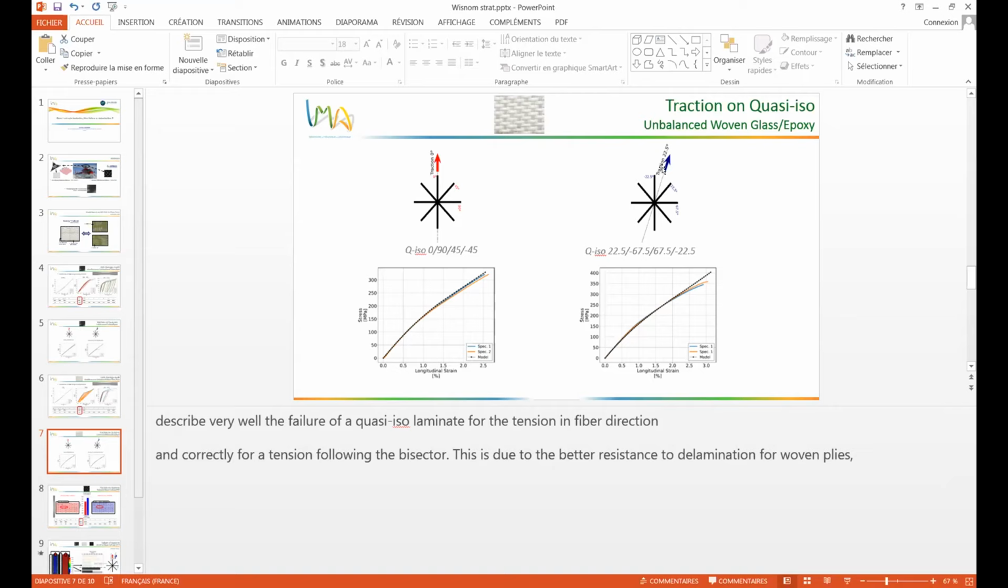Yes, here we have one experimental test where we have traction in the fiber direction, and in this case we have traction following the bisector of the two fiber directions. So it's a distance just between the fibers, and you have traction. In this case, as you showed before, when you have epoxy you have delamination, but with PEEK you don't have delamination because you have woven ply, and of course, PEEK makes tweaks.